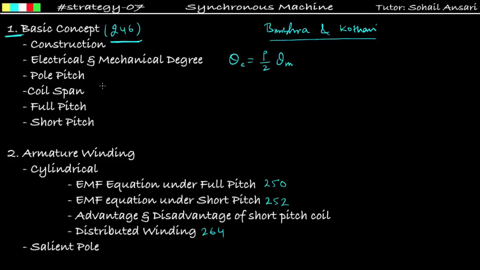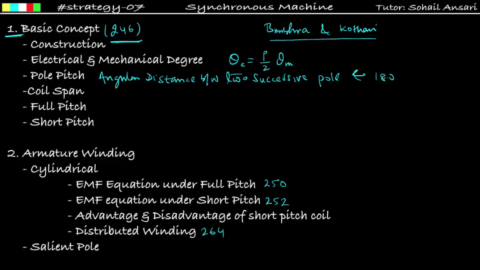Then you have to know about the pole pitch. What is pole pitch? Pole pitch is the angular distance between two successive poles, and it is always equal to 180 degree electrical. Please keep in mind, pole pitch will never change. It is always equal to 180 degree electrical. However, the mechanical degree will change, but the electrical degree will remain the same, that is 180 degree.